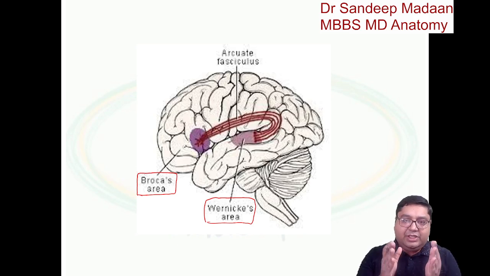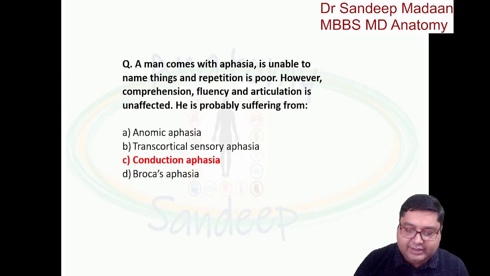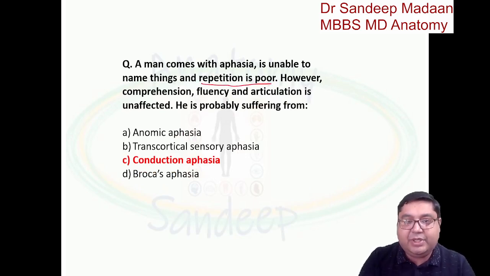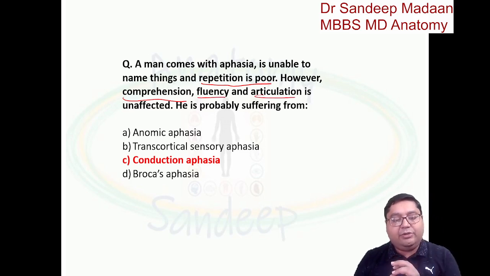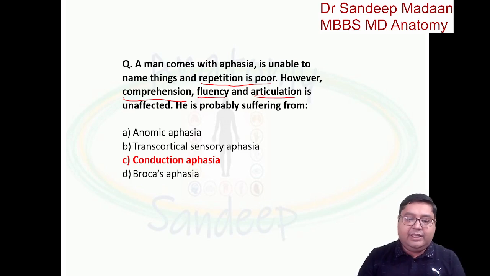But now coming to this particular given picture, in this particular given question, what was given is that the patient is having the repetition which is poor. That means patient can't repeat after you, but otherwise patient's comprehension is intact, fluency is intact, articulation is intact. If comprehension, fluency and articulation is not affected, in that case these Wernicke's area and the Broca's area are alright. But the patient's only problem is repetition is poor, that is he is not able to repeat after you. That's why we'll go with the conduction aphasia.